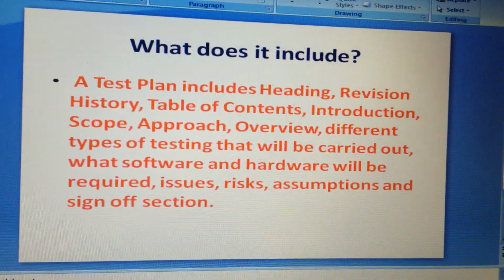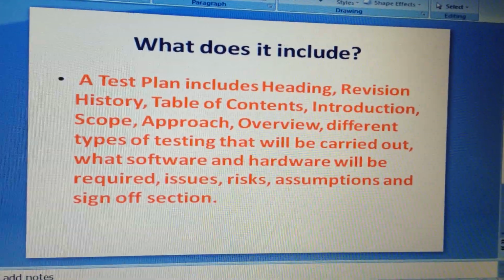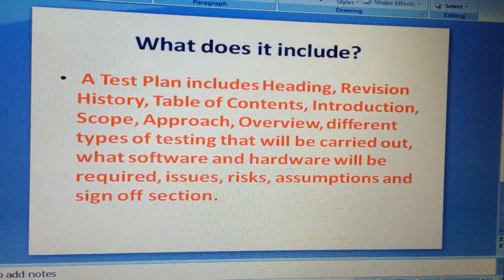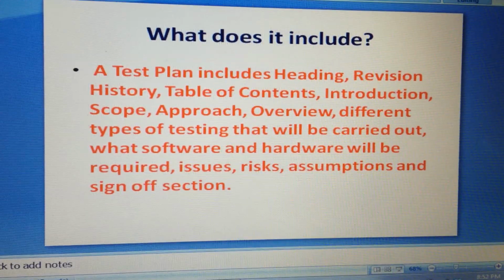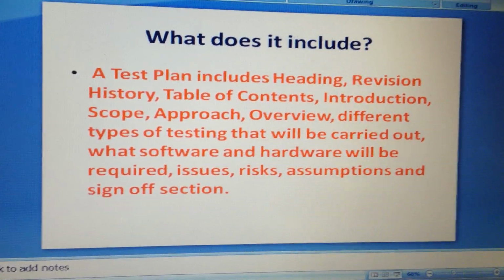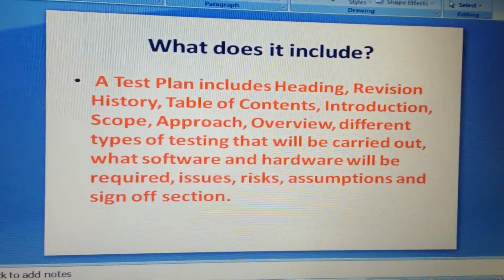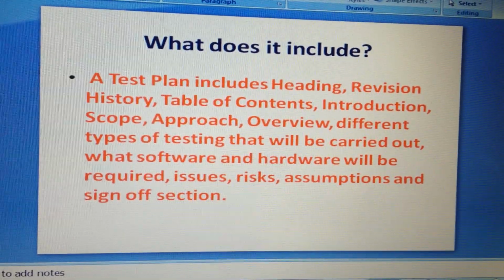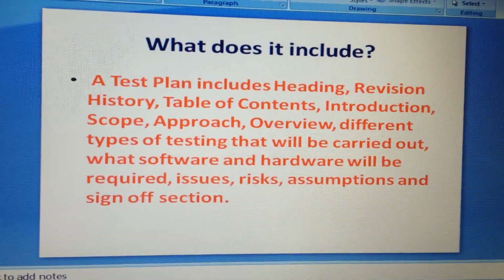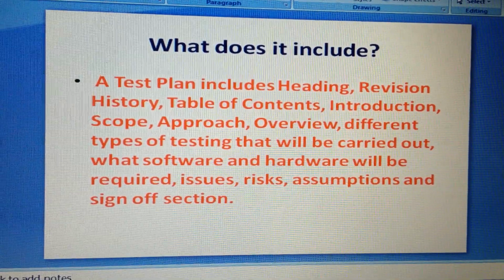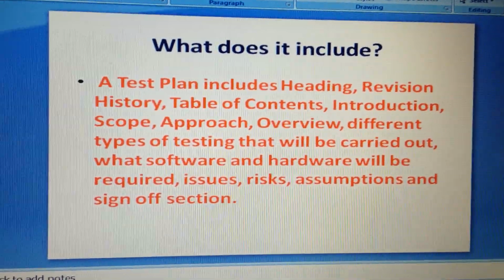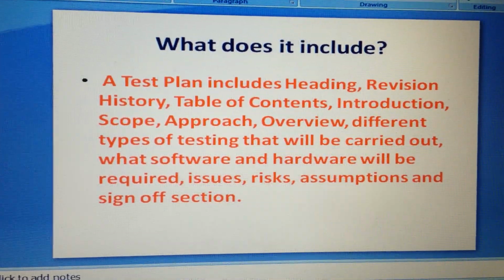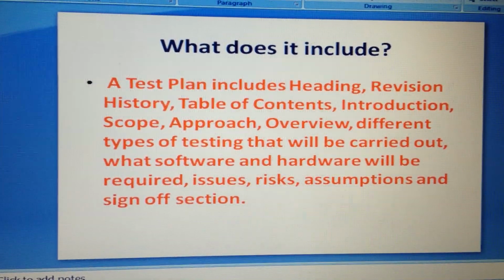And the test plan includes heading, revision history, table of contents, introduction, scope, approach, overview, and the different types of testing that will be carried out, what software and hardware will be required, issues, risks, assumptions, and sign-off section. So this is basically the contents of the test plan. All this content should be in this index.